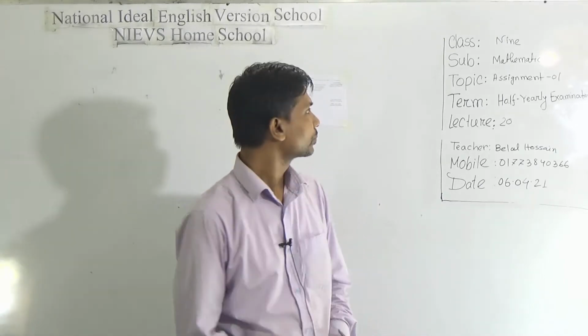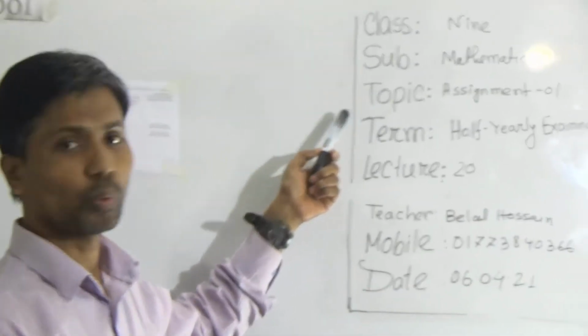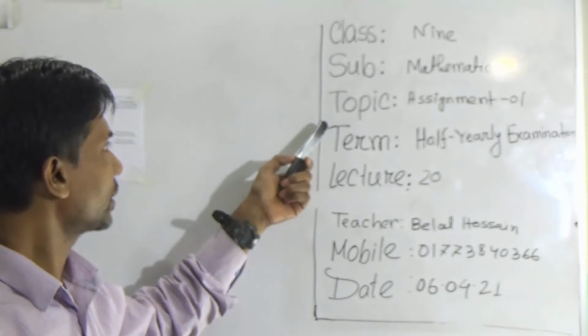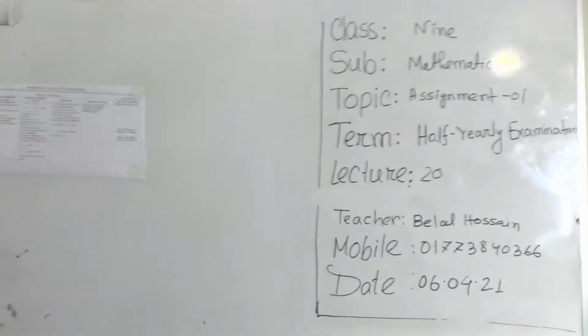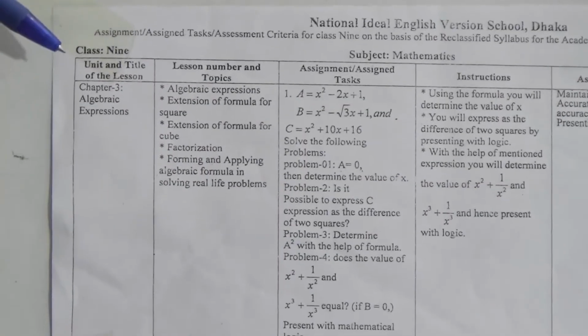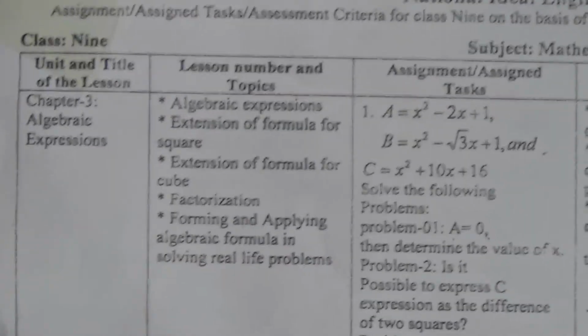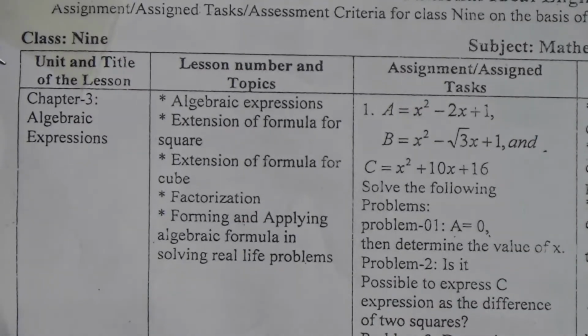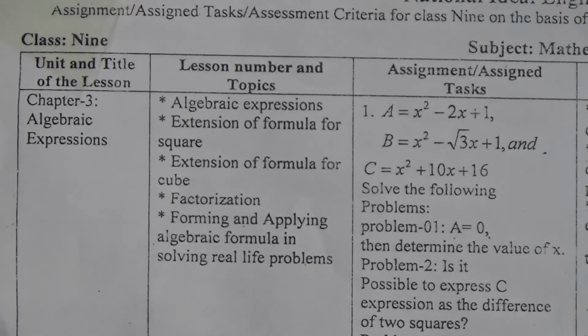Dear student, look, today is our lecture number 20. The topic is assignment 1. That means this is the math assignment 1. Okay student, please see the question. Unit and title: Chapter 3, algebraic expression. This is the title of the lesson.